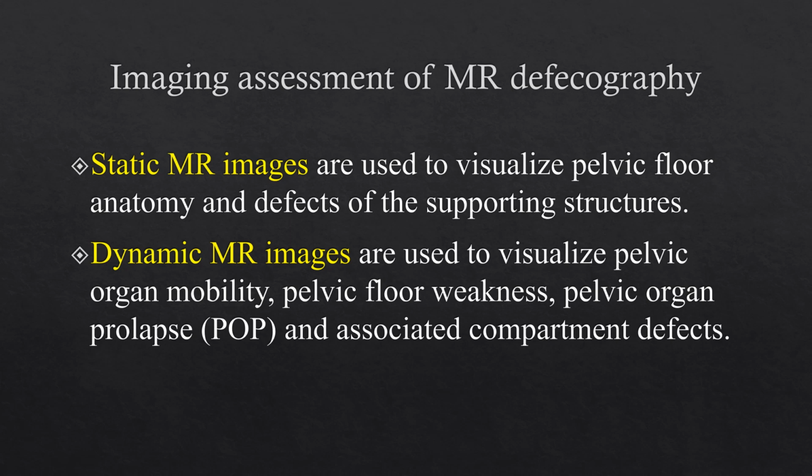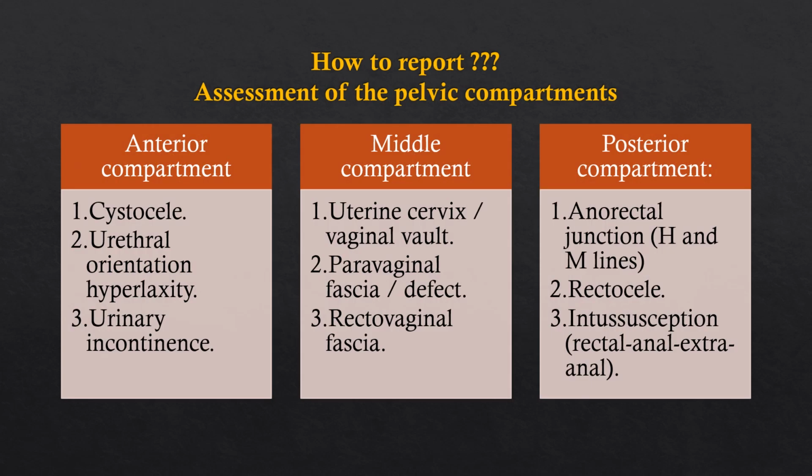As we discussed before, MR defecography consists of static MRI images, used to visualize pelvic floor anatomy and defects of the supporting structures, while the dynamic MR images are used to visualize pelvic organ mobility, pelvic floor weakness, and pelvic organ prolapse. How to report these cases? MR defecography reporting is very simple and not complicated. Once you can classify the points that you need to report, it will be very easy.